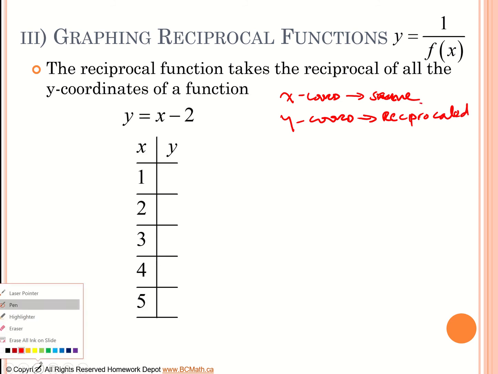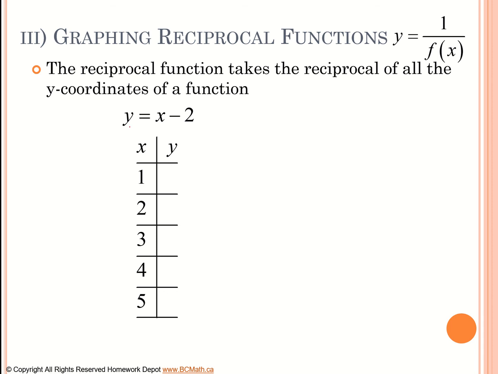Let's say right now you have a line like y equals x minus 2, and I'm going to fill in this table of values. When x is 1, y is negative 1. When x is 2, y is 0. When x is 3, you have 1. When x is 4, y is 2. When x is 5, y is 3. So this is the table of values for this graph.